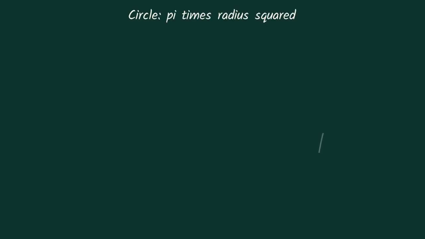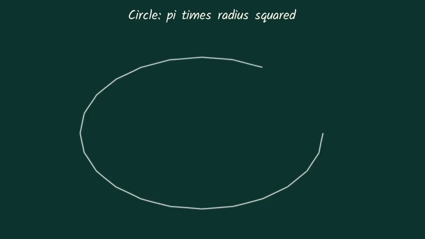A circle needs one length from the center to the rim, the radius. Area is pi times that radius squared, and the walk around is 2 pi times the radius.